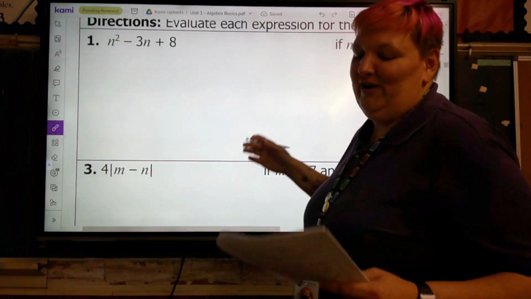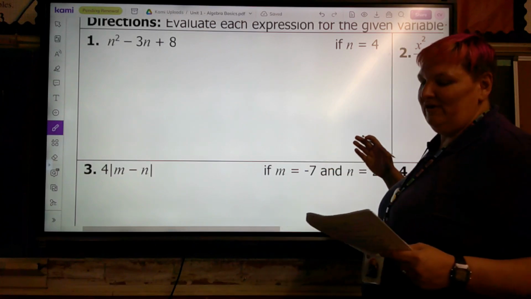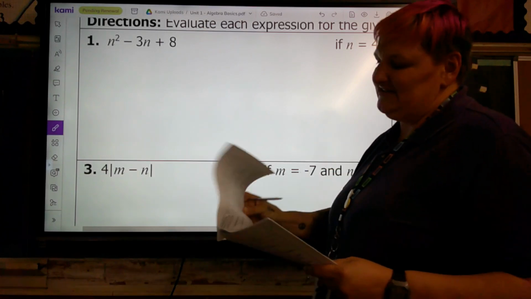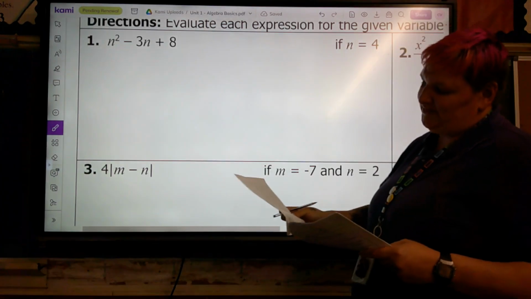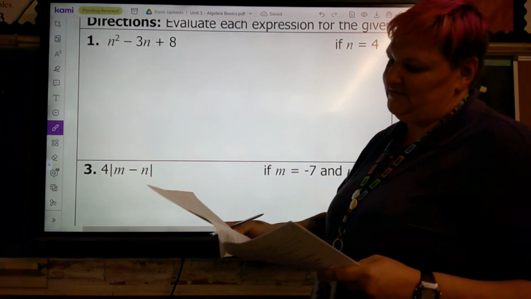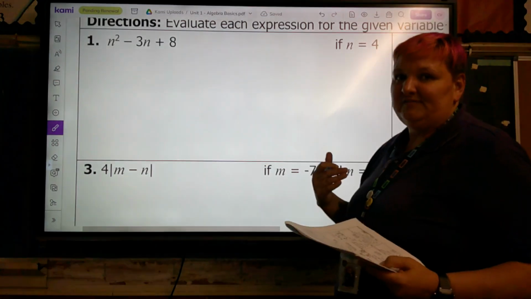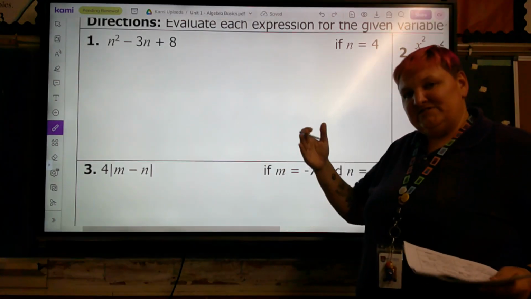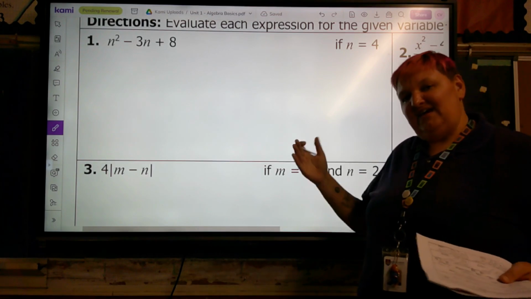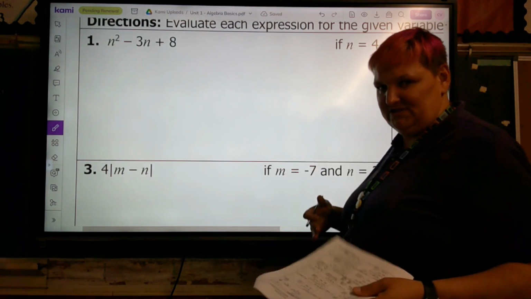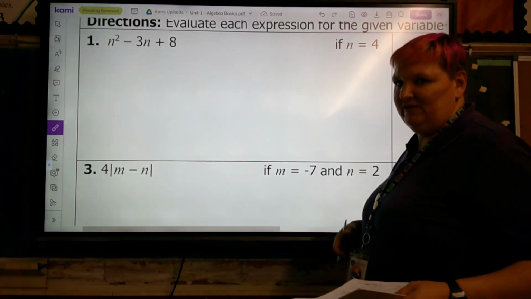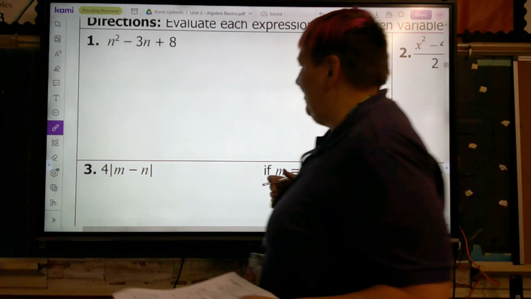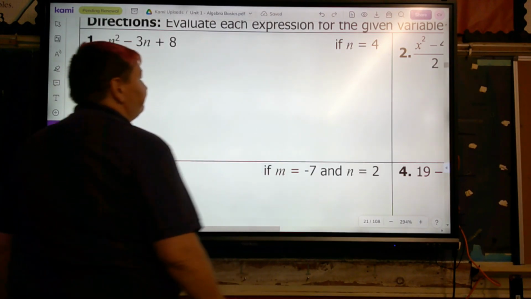Alright, welcome back. We are on Unit 1.4, evaluating and simplifying algebraic expressions using things like the substitution property. The idea is that if n equals 8, you can replace n with 8. You can substitute the value for the variable and get rid of the variable. Alright, so we're going to do that a few times.